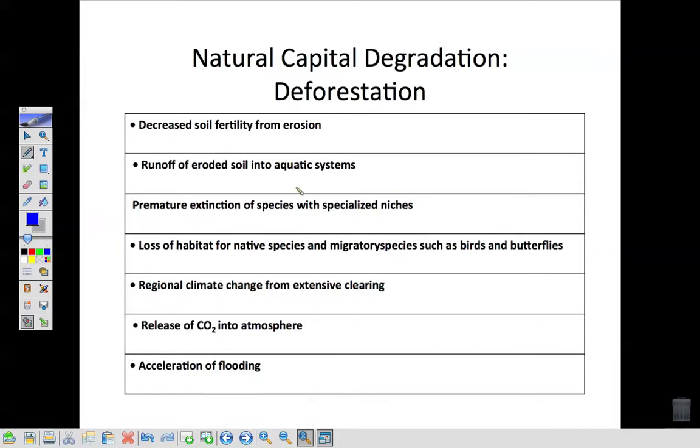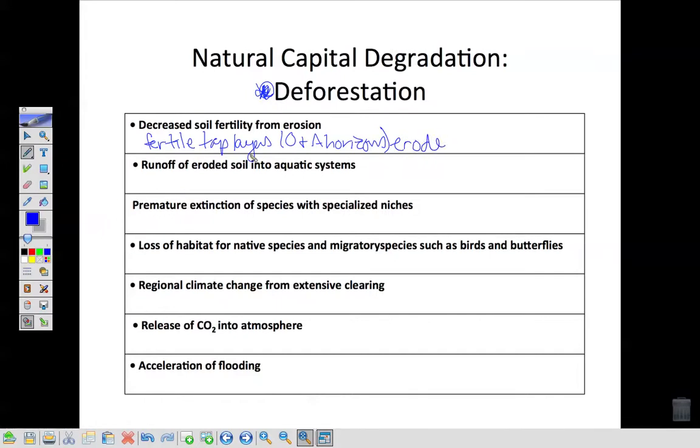So natural capital degradation. So what happens when you deforest, right? So this is all specific to how the natural capital of forests can be degraded. And this is one area they're talking about: deforestation. So decreased soil fertility from erosion, because when soil is eroded, that fertile top layer or layers, right? If you remember from the soil, that would be the O and A horizons, are the things that are moved through erosion.